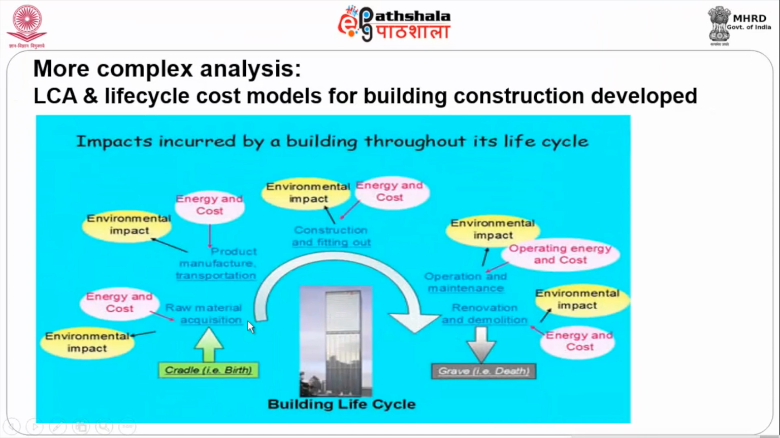From raw material, it includes only the energy cost and the environmental impact. From raw material, product manufacturing, construction, operational energy, it only differs by operational energy and the energy and costing which is required for the renovation or the demolition of the building. These graphs demonstrate the whole building life cycle analysis and also the embodied energies.